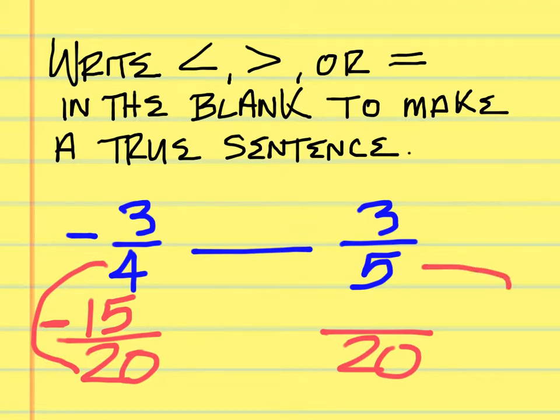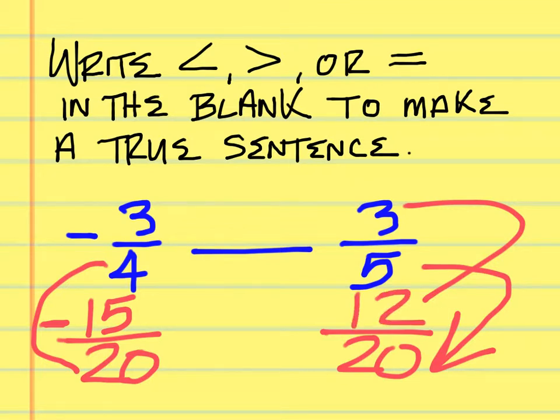On this side over here, what do I multiply 5 by to get a 20? 4. What's 3 times 4? 12. So a negative 15 over 20 or 12 over 20? Which one is greater? 12 over 20, right. So the 3/5 would have been greater, so the mouth opens up to it.